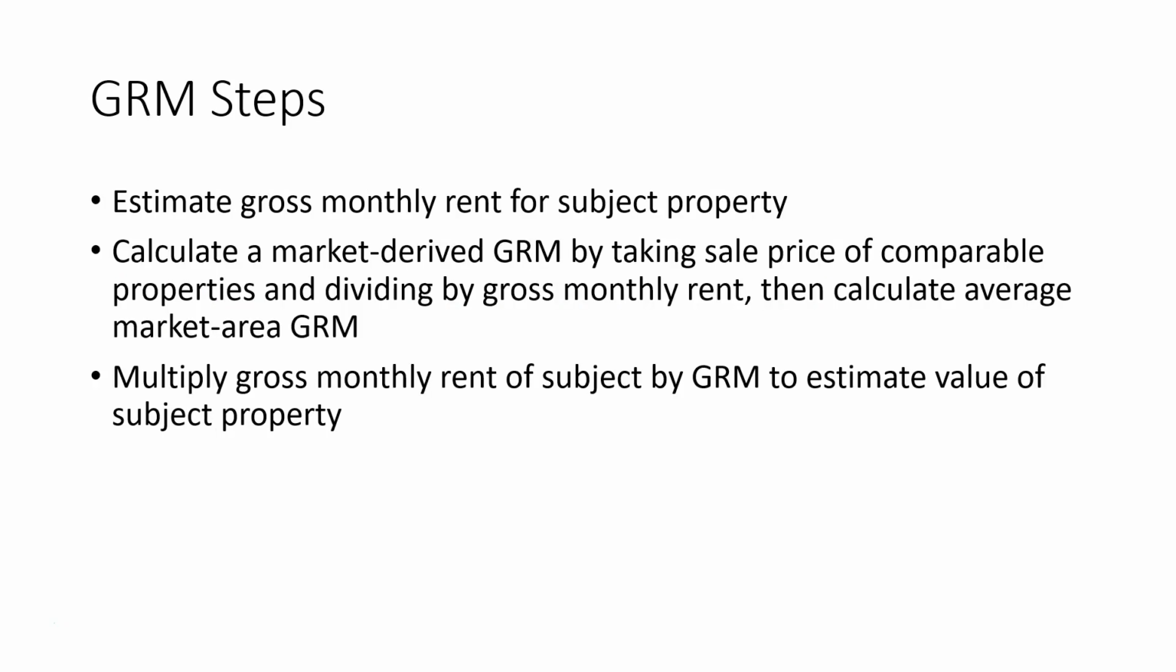So first of all, under GRM, which is monthly rental, we have to estimate the gross monthly rent for a subject property. We can calculate a market-derived GRM by taking the sale price of various comparable properties and dividing it by their monthly rents, and then we can look at the individual ones and average out the market area GRMs. Then when we come across our subject property and we know what rent we're getting out of that subject property, if we just multiply it by the GRM, that would give us an estimate of the value of the subject property.